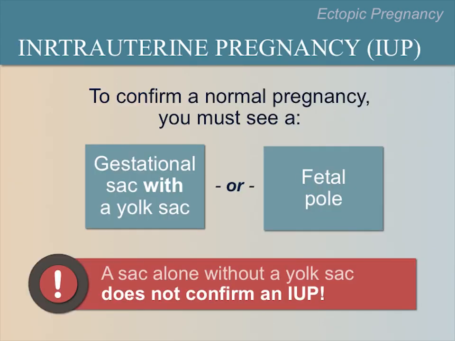Remember that to confirm a normal pregnancy, you must see a gestational sac with a yolk sac or a fetal pole. If you see only a sac without a yolk sac or fetus, it could possibly be an early intrauterine pregnancy, an abnormal intrauterine pregnancy, or the pseudogestational sac of an ectopic pregnancy.